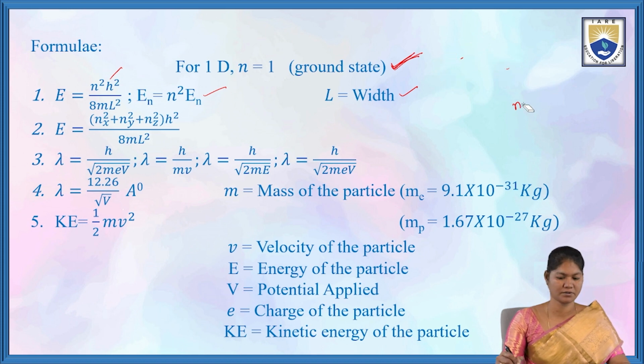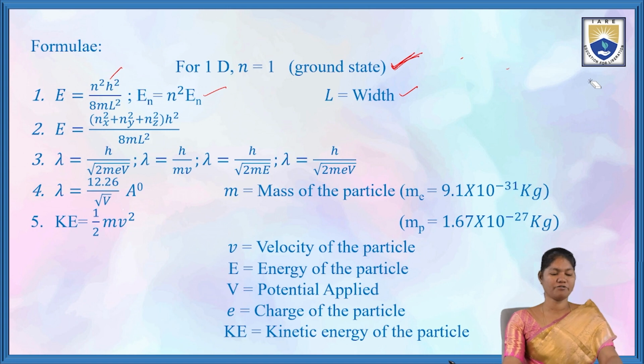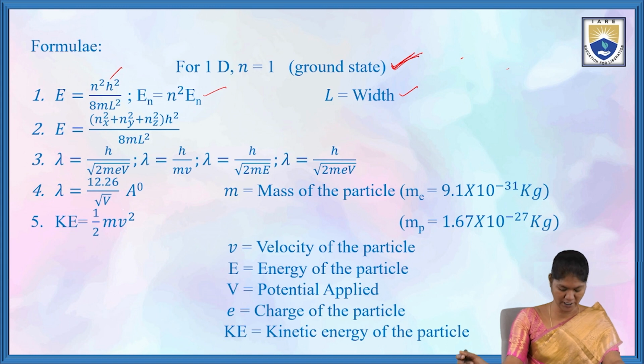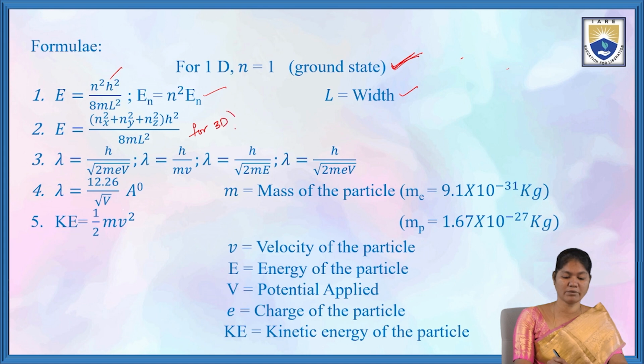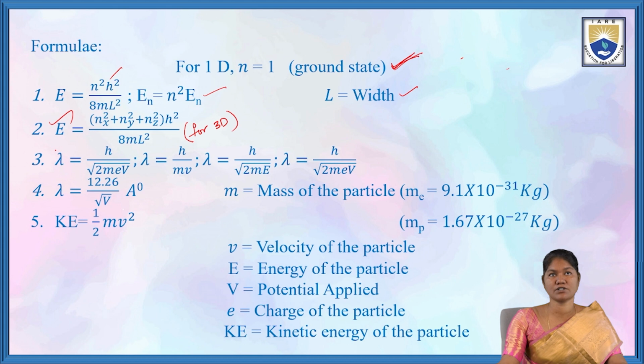Here, if we take a particle in three dimensions, then E equals nx square plus ny square plus nz square, into h square by 8 m L square. So for the three-dimensional case, we take this formula: E equals nx square plus ny square plus nz square, into h square by 8 m L square.